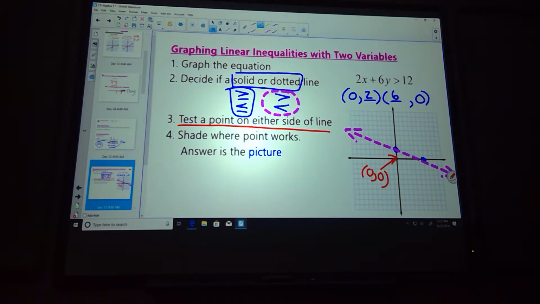But does everyone agree, using our generic vocabulary, that 0, 0 seems to be on the underside of this graph? Does that make sense to say that? Bottom portion of the graph, lower half of it.